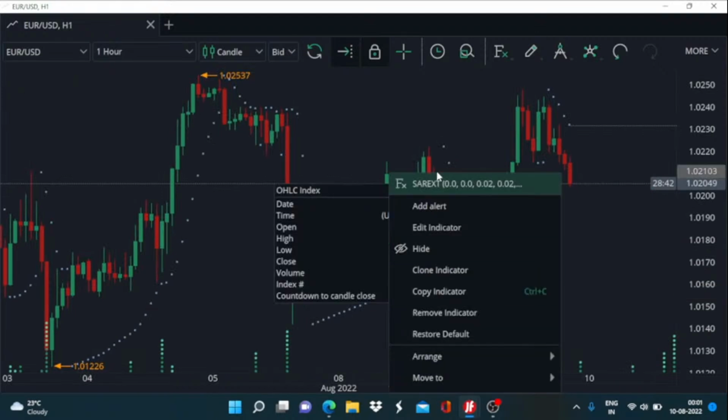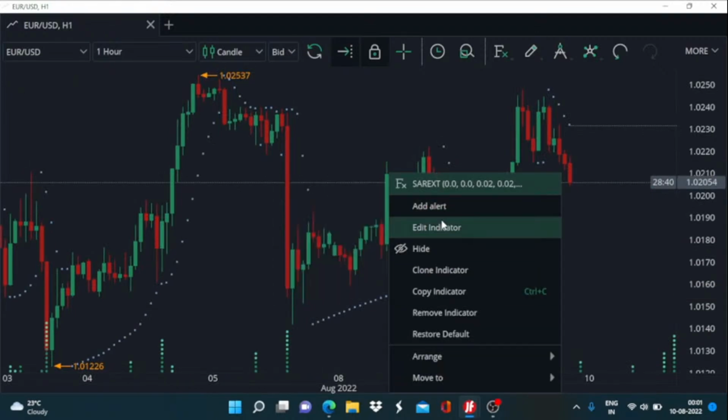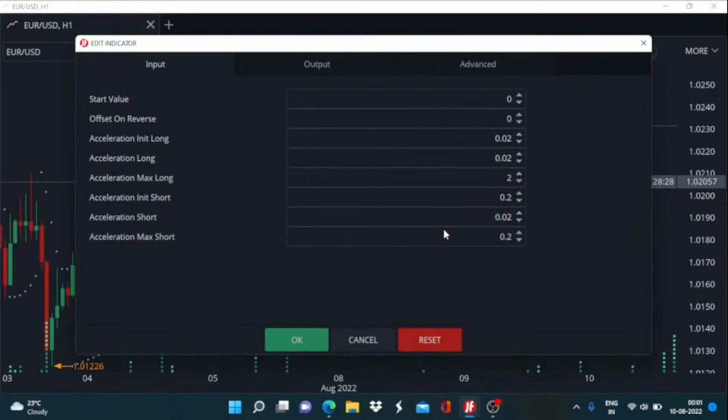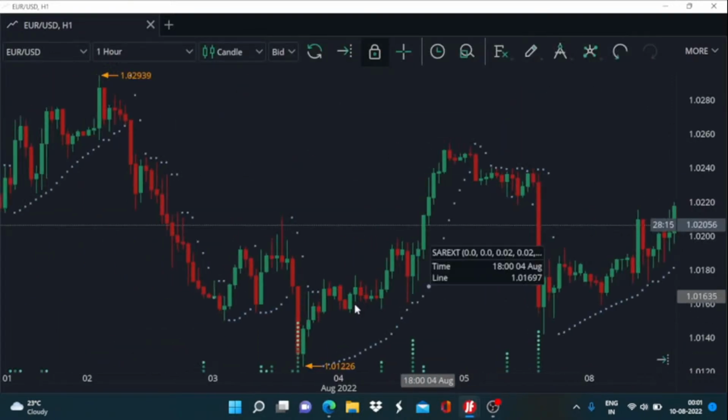So if you want the parabolic SAR extended output value to run close to the price action and at the same time give you valuable insight into the trend of the underlying instrument, then I think you can go for this formation where you can keep the acceleration higher. Acceleration short, let us try out this value as well. And maximum short, I'm going to change it to 2. So let us see what we are observing.